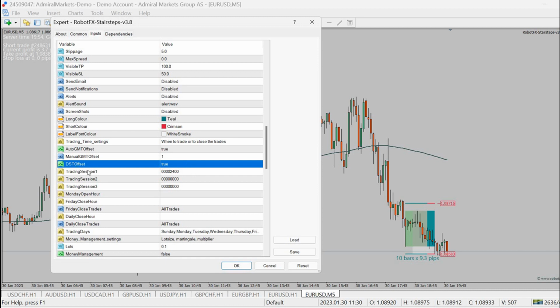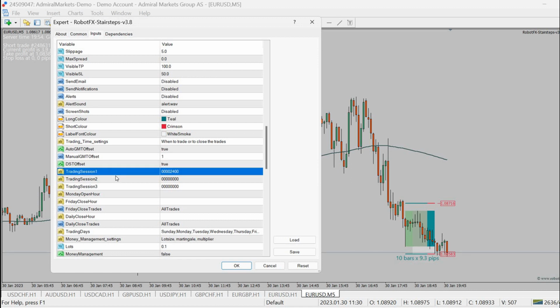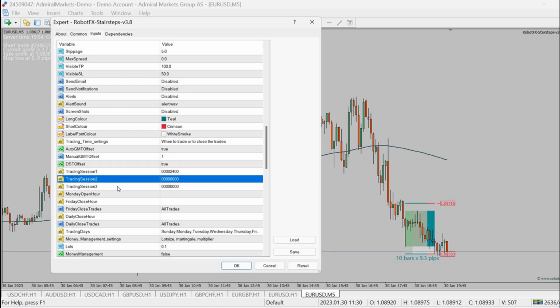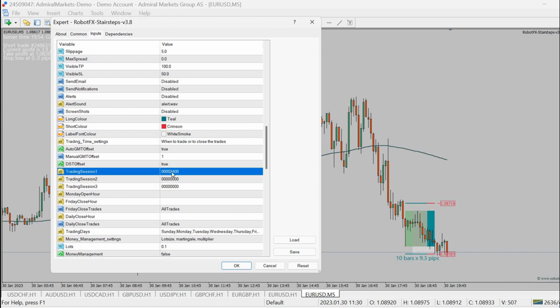Then we have the possibility to choose different trading sessions. It can be, for example, London or Sydney or New York or whatever session, whatever times you want to trade, basically. And by setting the very first trading session or any of them to 00 24, as you can see here, I'm instructing the expert advisor to trade non-stop all day long.